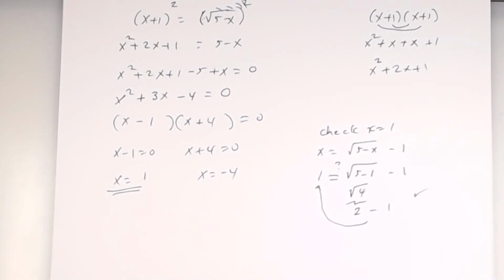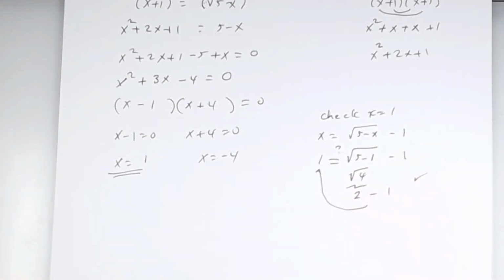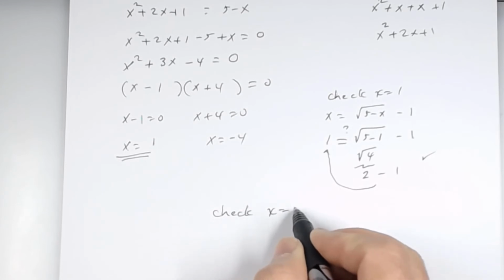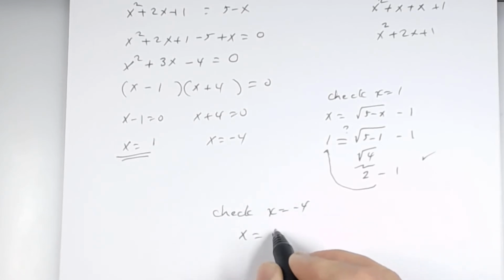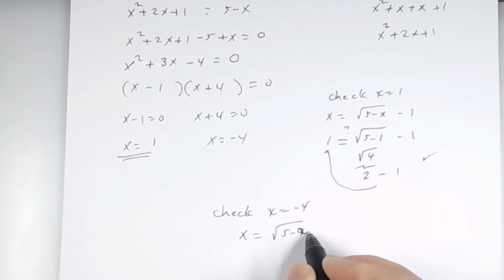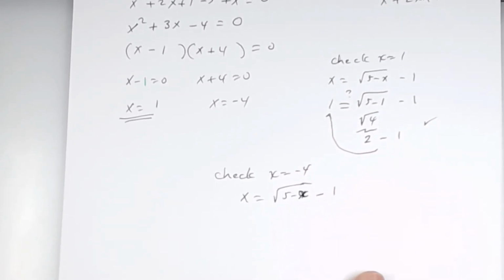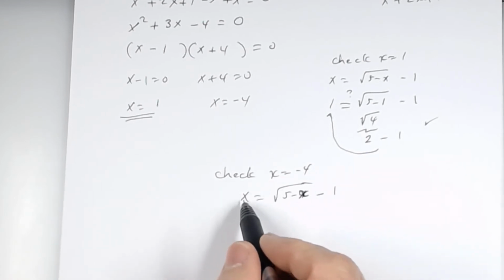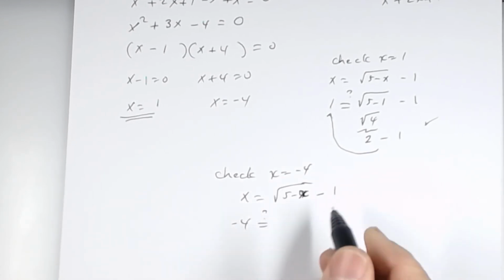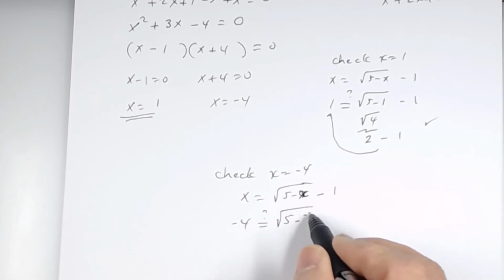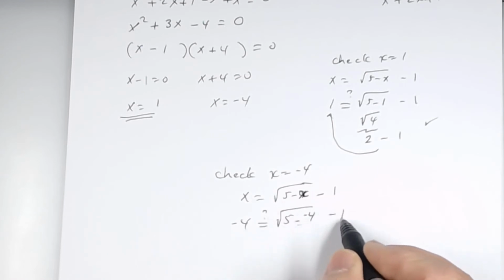Let's check x equal negative 4. So if I go back and I check x equal negative 4, again, you go back to the original equation. Where we see the variable x, what do I substitute? I have x here, so that's negative 4 equal the square root of 5 minus x, and what's x? Negative 4. Whatever that is, I'm going to subtract 1.